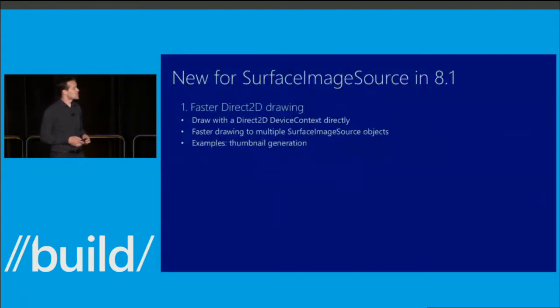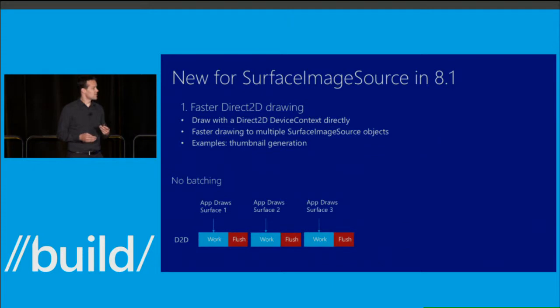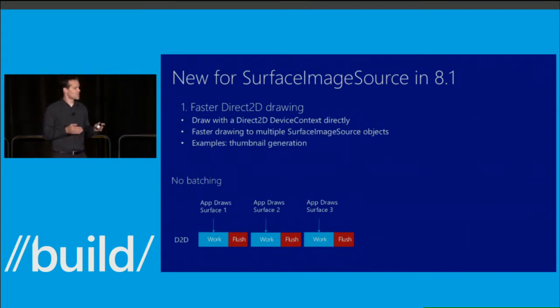So faster Direct2D drawing. With the Direct2D API set, there is an amount of CPU work that goes on. They batch up a lot of the implementation down to D3D. And with the Windows 8 model, if you wanted to draw to a number of different surface image source objects, then we would have to flush each of those Direct2D batches of work after each individual surface was drawn. So this works reasonably well, but it could be more efficient.